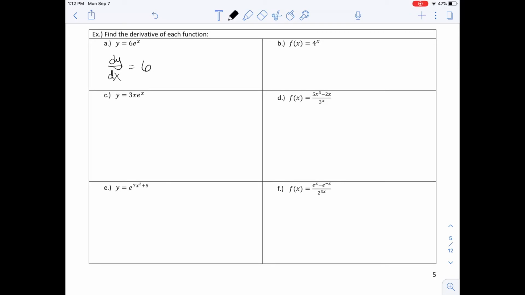6 is just a constant, so that would stay the same. And the derivative of e to the x from up above is just going to stay e to the x.